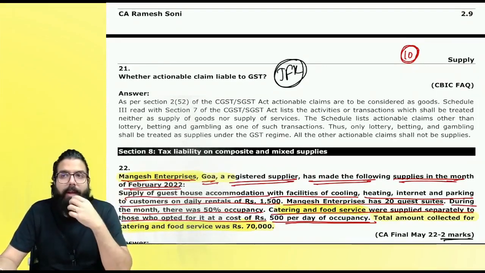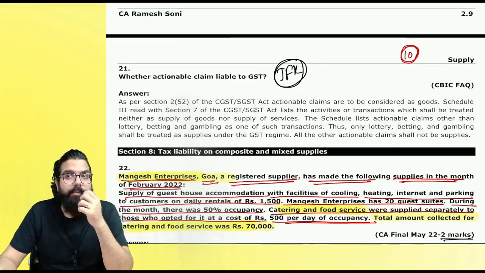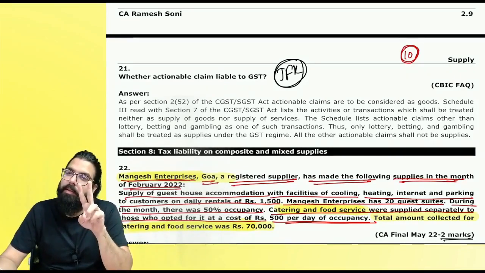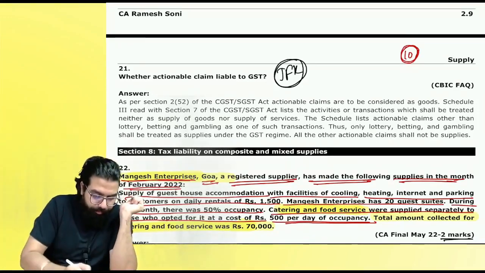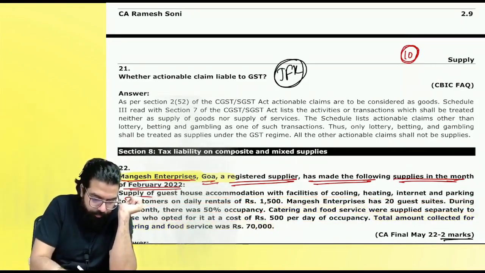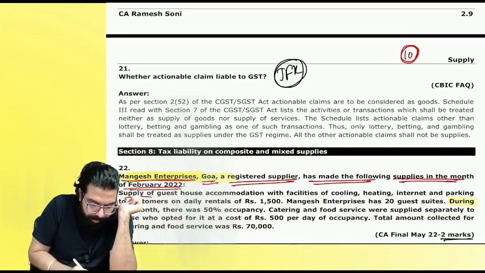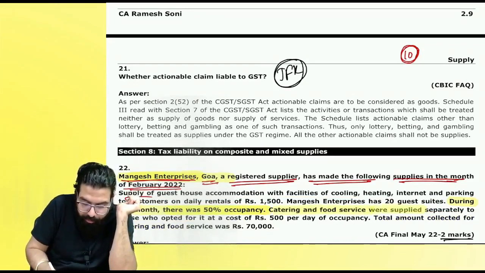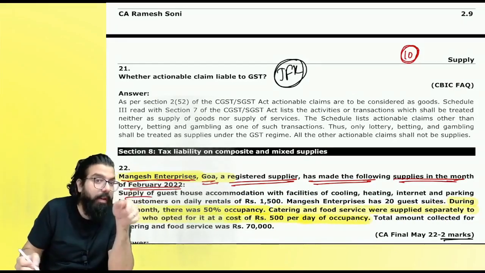Will it be a composite supply or mixed supply? Hotel accommodation along with food. Two or more supplies naturally bundled. Baba, think about it. During the month, there was 50% occupancy. Catering and food service were supplied separately to those who opted for it, at a cost of 500 per day per occupancy.